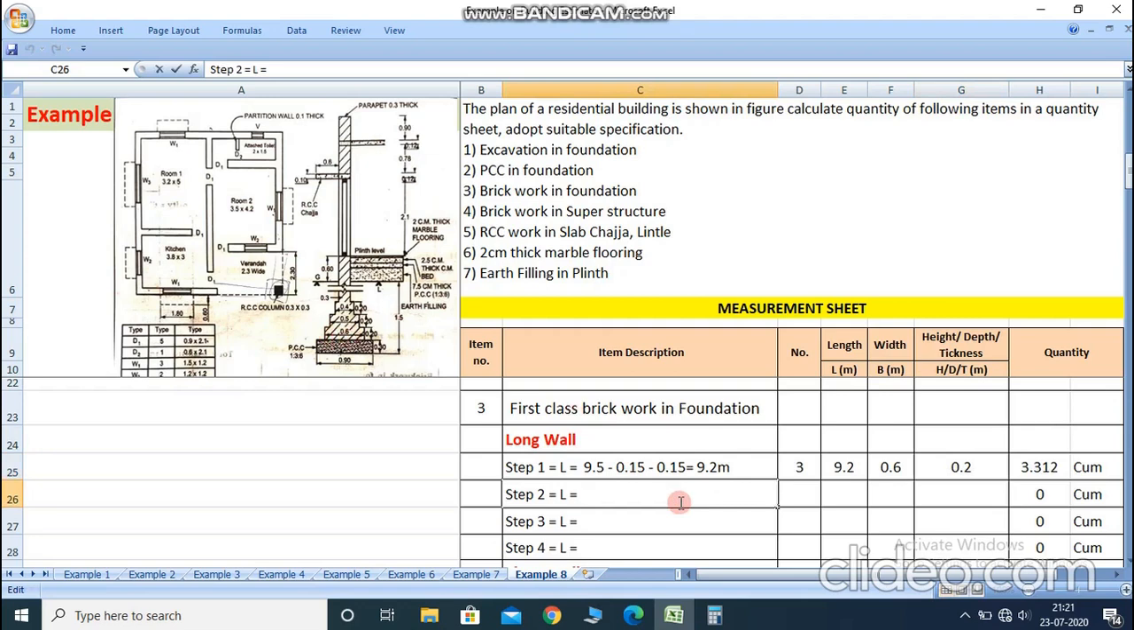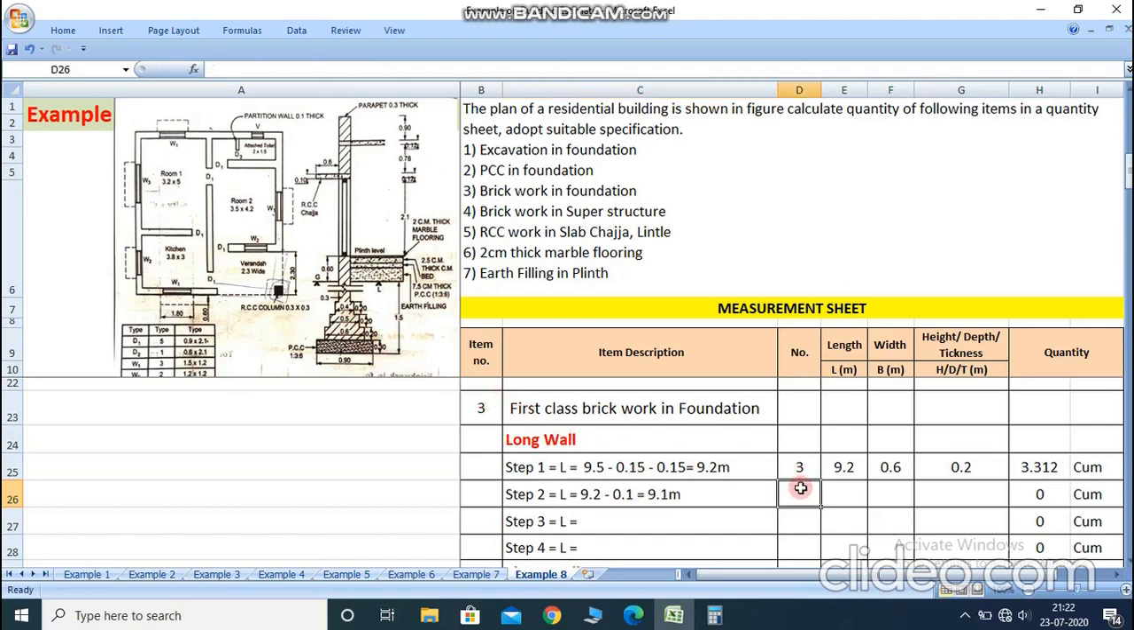Now we calculate the length of step 2. For the length of step 2, we directly take 9.2 minus the difference of 0.6 and 0.5. The difference between 0.6 and 0.5 is 0.1. So right here, directly 0.1. So the length is 9.1 meter.